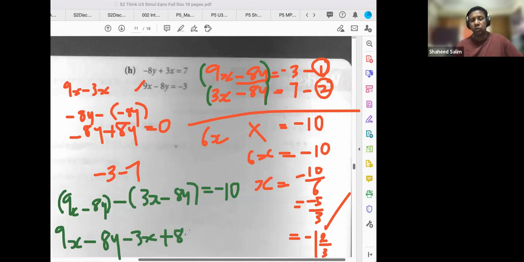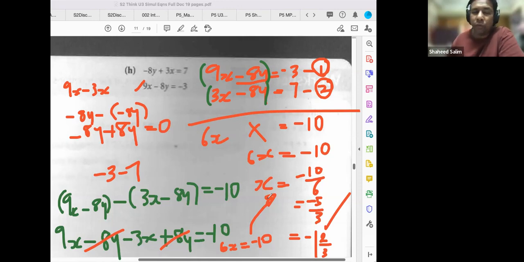You can also do it like that. In the long run, this is a safer method. So in your working, you can just cancel these two: negative 8y, positive 8y, 0. 9x minus 3x, 6x equals negative 10. And then you can follow the steps down here. Are you okay? So from here, once you know that x is equal to -5/3, you substitute inside here.